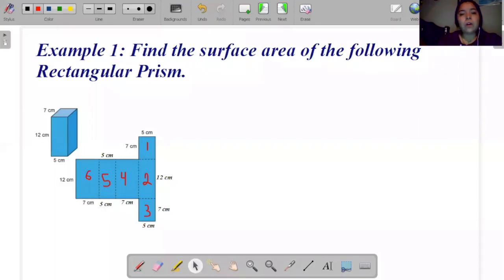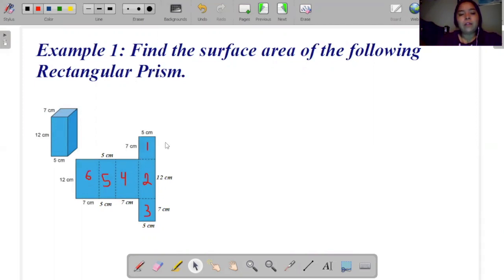Okay, now that we know how to find the surface area of a three-dimensional shape, let's do an example. Example 1 says, find the surface area of the following rectangular prism. Here we have this rectangular prism and this net. If I open this rectangular prism, I might get this. Now I can see all the faces of this rectangular prism. It has 6 faces, and each face is a rectangle.